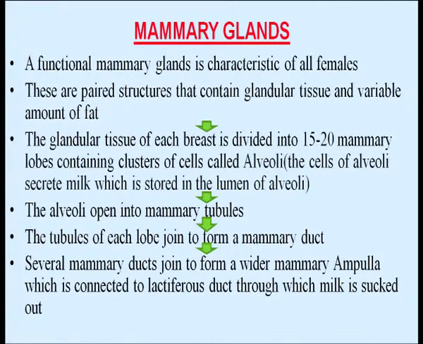The alveoli open into mammary tubules. The tubules of each lobe join to form a mammary duct. Several mammary ducts join to form a wider mammary ampulla, which is connected to the lactiferous duct through which milk is sucked out.